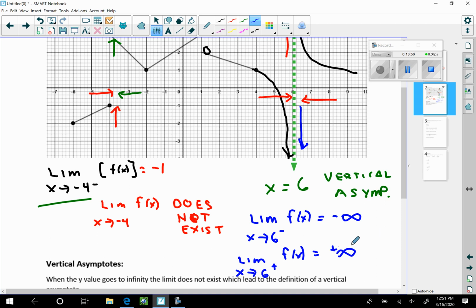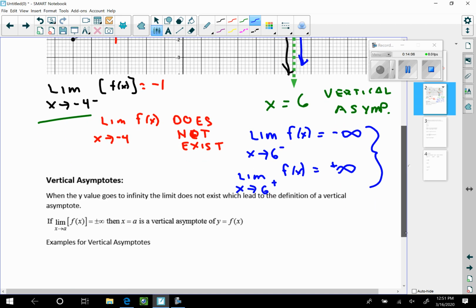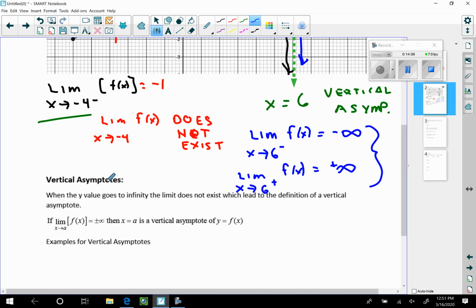And what does that tell me? This is by definition a vertical asymptote. So let's look at the definition of a vertical asymptote, and here it is. When the y values go to infinity, the limit does indeed not exist, and this is the definition of a vertical asymptote. And here's the formal definition. The limit as x goes to a of f of x, if it goes to positive or negative infinity, then x equals a is defined to be a vertical asymptote of the graph y equals f of x.